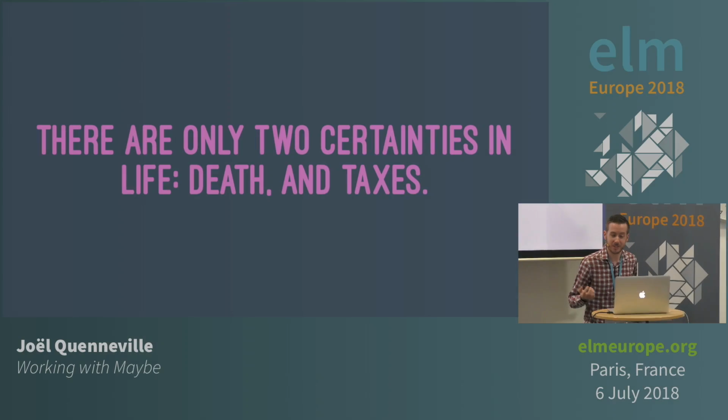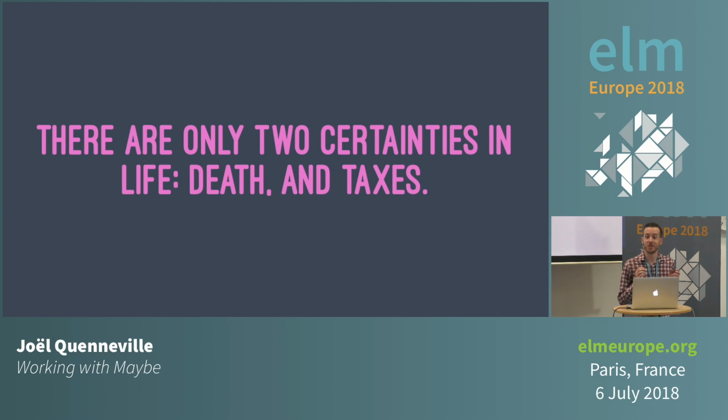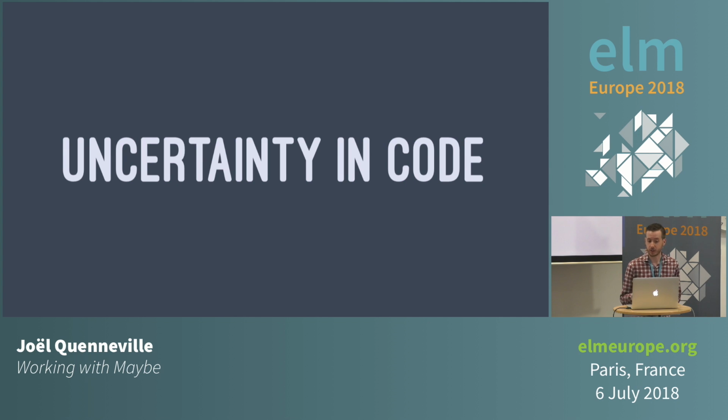There's an American folk saying that goes like this: there are only two certainties in life, death and taxes. And while maybe this speaks to how Americans view tax agencies, it also speaks to the fact that uncertainty is present all over in our world. And in our code, because we try to model the world and the processes that happen there, that uncertainty also manifests itself in a lot of ways.